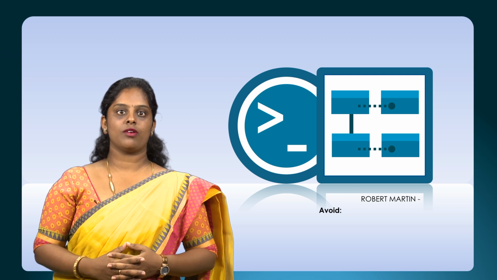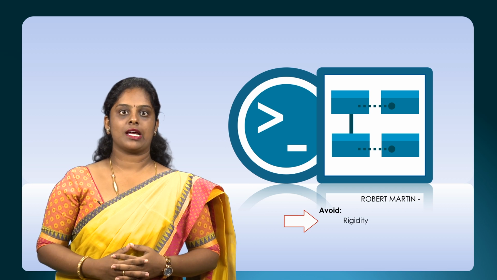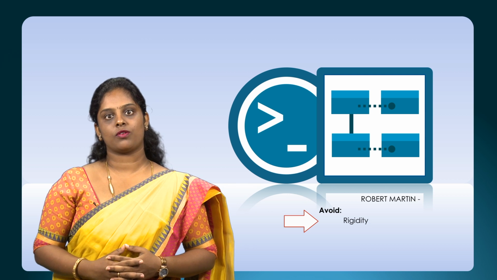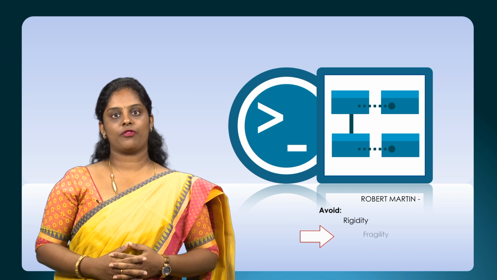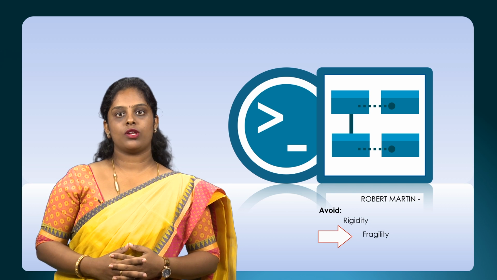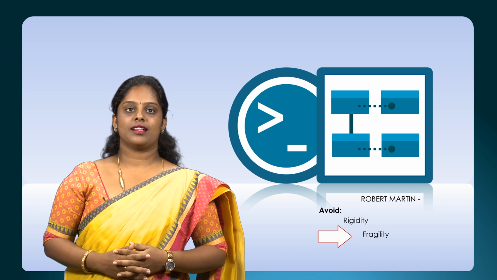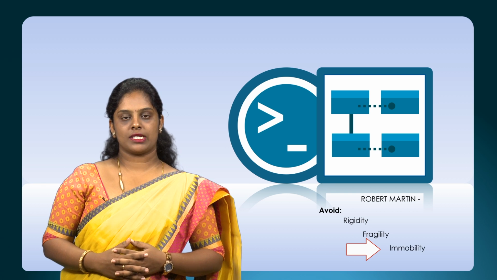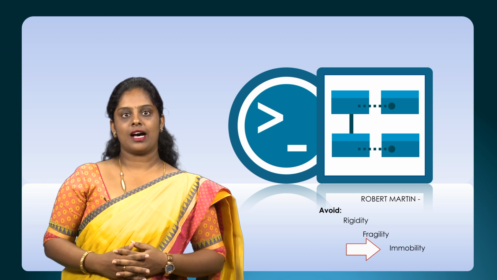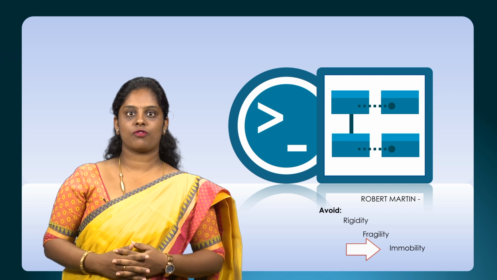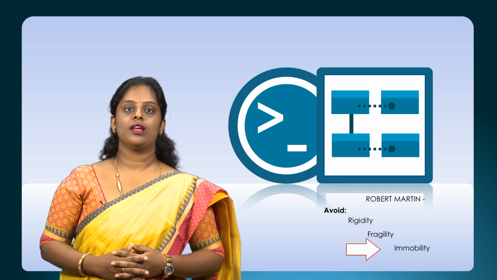The first one being rigidity, which means that it is hard to change because every change affects too many other parts of the system. The second one being fragility, which means that when you make a change, unexpected parts of the systems break. The third and last one being immobility, which means that it is hard to reuse any application because it cannot be disentangled from the current application.